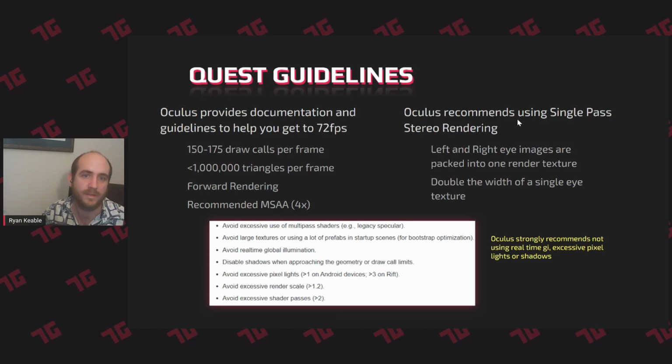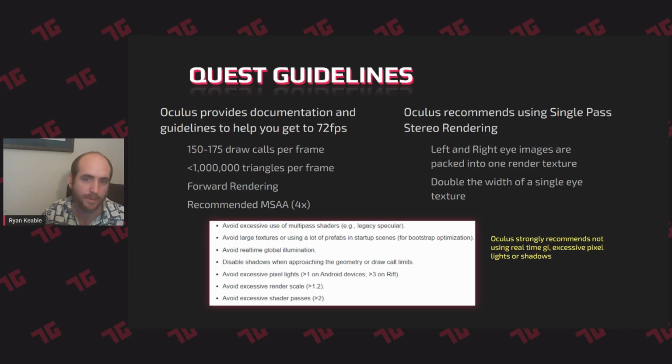Oculus also recommends using single pass stereo rendering, which is basically when what you see in your left and right eye images are packed into one really long, extra double wide texture. So we were going to do those no matter what. That was fine, but we did have to find some other solutions within their guidelines to help us get that quality improvement that we were after.